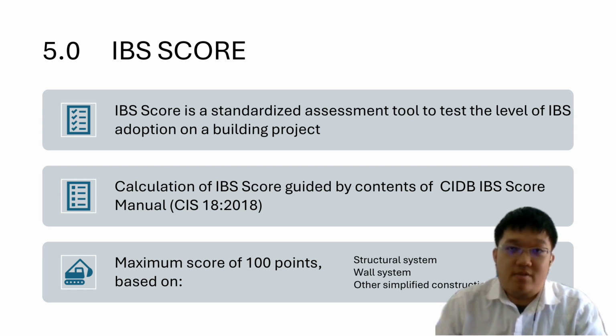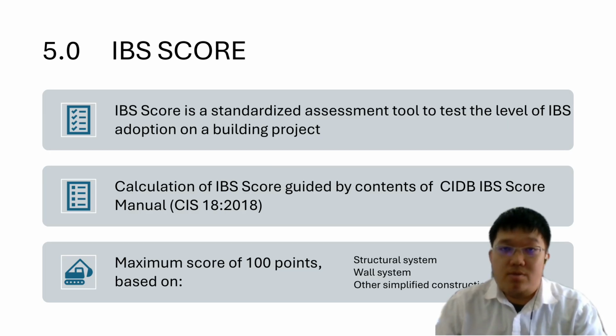The slide explains what the IBS score is. The IBS score is a standardized assessment tool used to evaluate the level of Industrialized Building System adoption in a building project. The calculation of the IBS score follows the CIDB IBS Score Manual CS 18-2018. The maximum score is 100 points, and it is based on 3 main categories: structural system, wall system, and other simplified construction solutions.